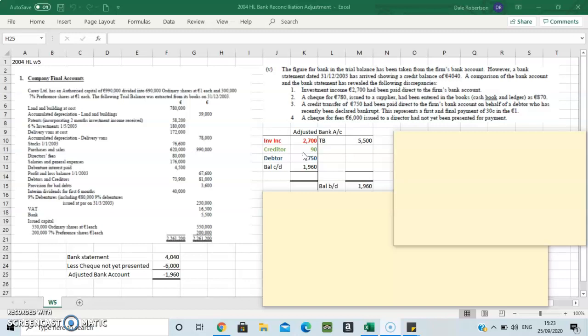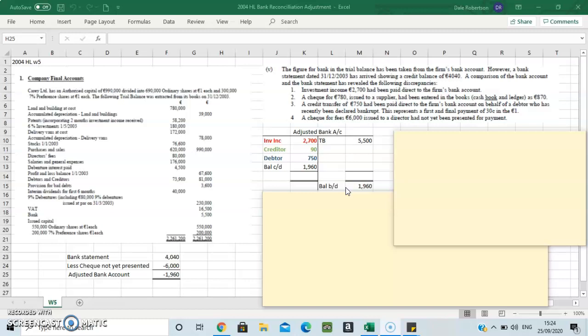And then finally, a credit transfer of 750 has been paid directly to the firm's bank account. I'm not even going to read the rest of that working. I'm just going to say that that's going to be money in on the debit side, 750. And that is money again that we received unbeknownst to us, but now we're aware of it. The fourth one does not need to be adjusted in our bank account. We already were aware of that check. So when we adjust these 3, we put 5,500 in the totals, take away the smaller side, and we find that we have an overdraft of 1,960.